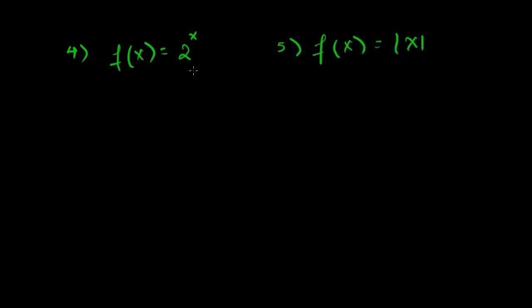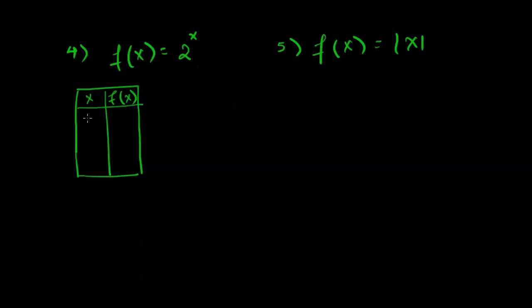Let's take the fourth function, and that is f(x) = 2 to the power of x. And the fifth function is f(x) = |x|, the absolute value of x. Now let's turn this equation into a graph. Before doing that, we make a table of values. This is x, this is f(x). Because here x can be negative, we take simple x values: -2, -1, 0, 1 and 2. Wherever we can put x as negative, the best values to pick are -2, -1, 0, 1 and 2.